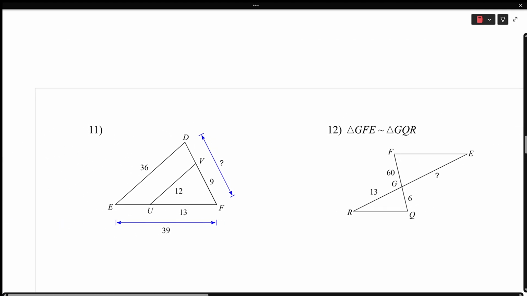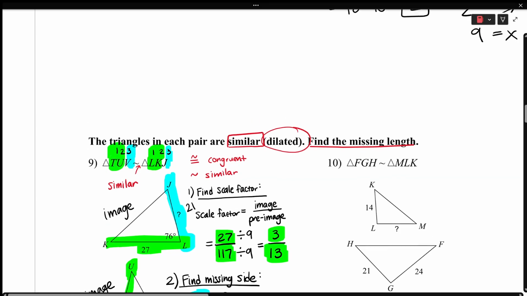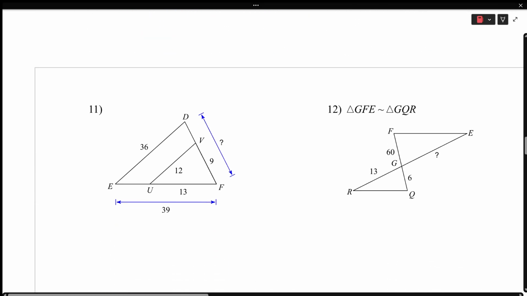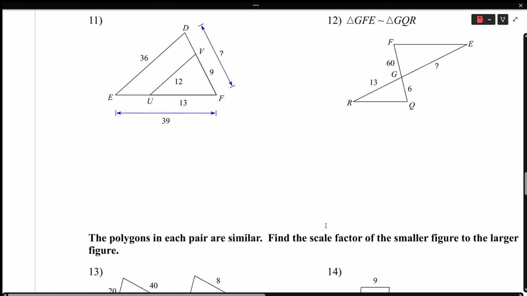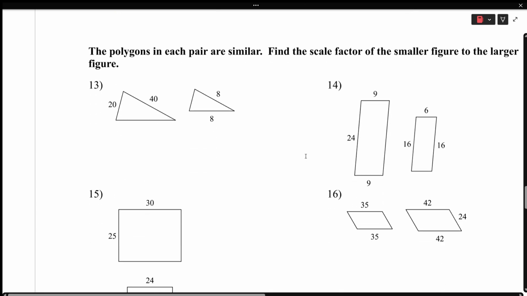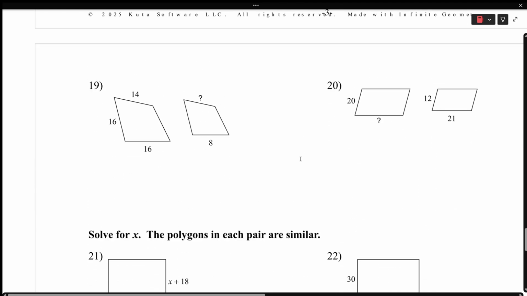That's weird. How come number 11 doesn't have a similarity statement? Okay, whatever. 11 and 12 is the same thing, right? So go ahead and try it out for 11 and 12. Maybe I'll come back to one of these. I just want to make sure I hit everything else, okay? Because there's a couple more I need to hit.